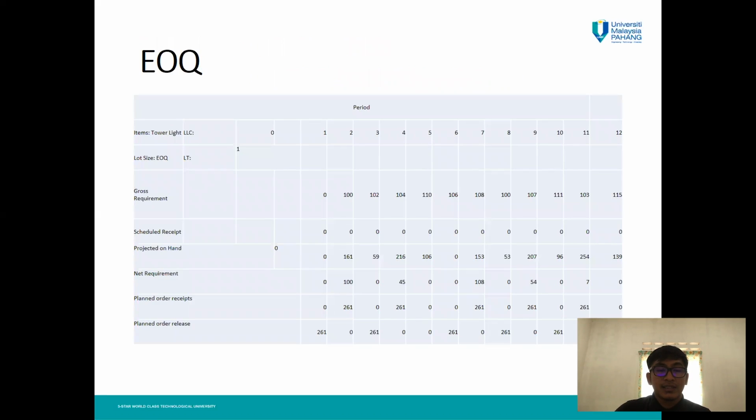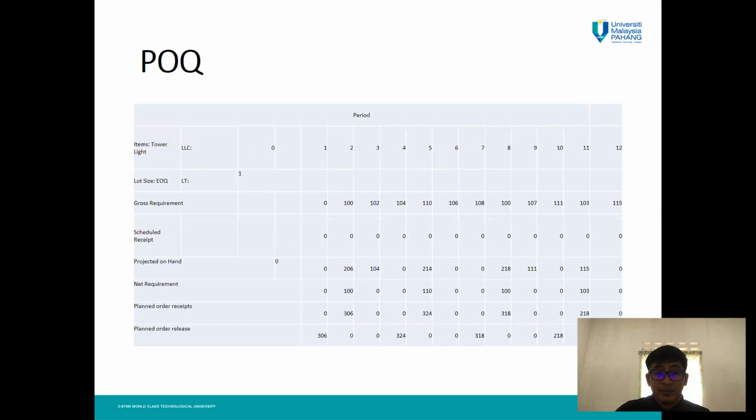So this is the EOQ table. This also covers 12 months. For EOQ, we get the value of 261. As you can see here, in period number 2, the planned order receipt is 261, and also in period number 4, period number 7, period number 9, and period number 11.